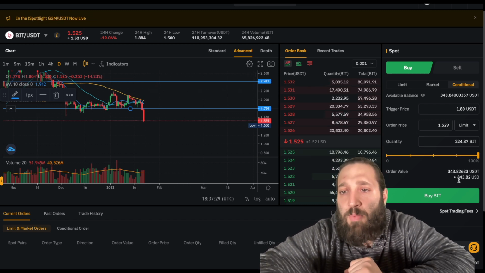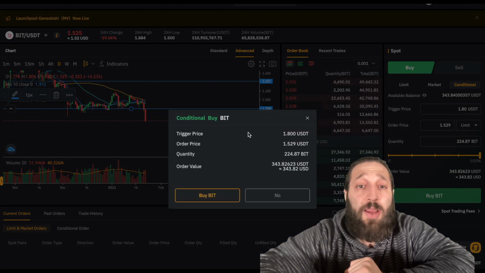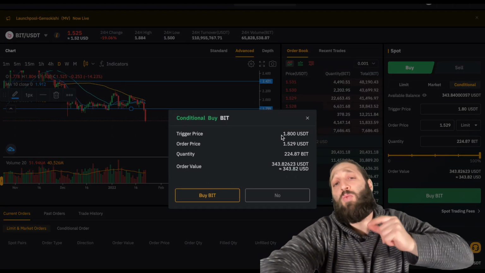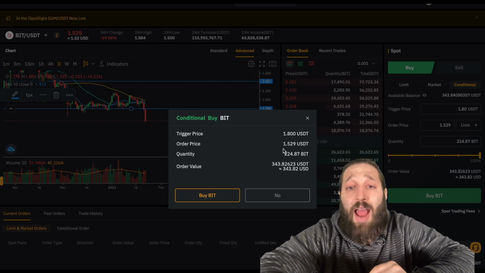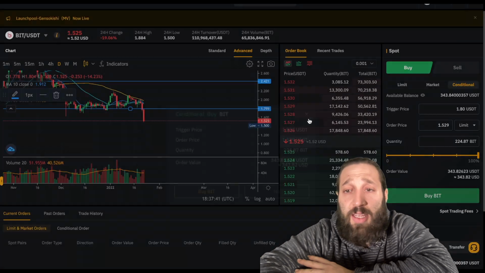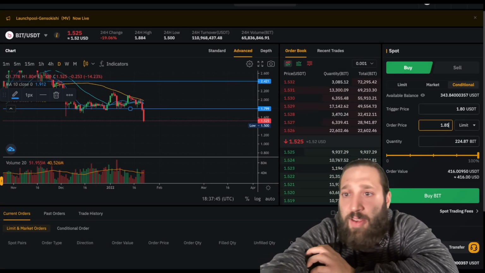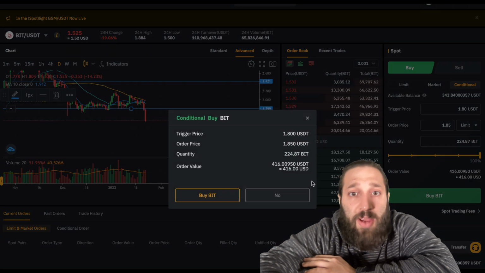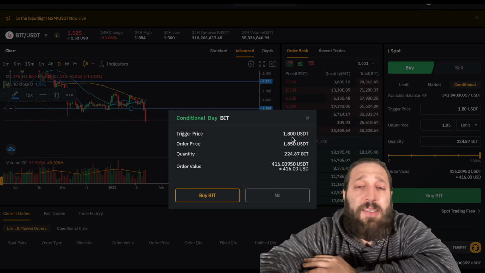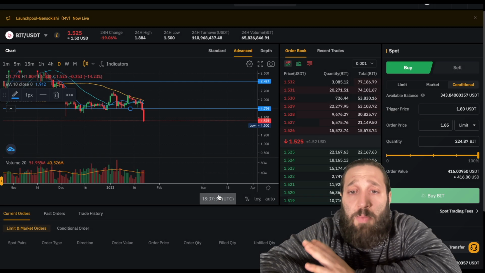So we can put our maximum amount of USDT, and then you can see trigger price. So that's the price our limit order will start to trigger, and this is our actual buy price. Okay, I didn't actually change the price right here. I need to change this to $1.85. Now we have it perfect. So trigger price, as soon as this happens, our order will go through at 185 for a quantity of this, and we are going to be buying bits.